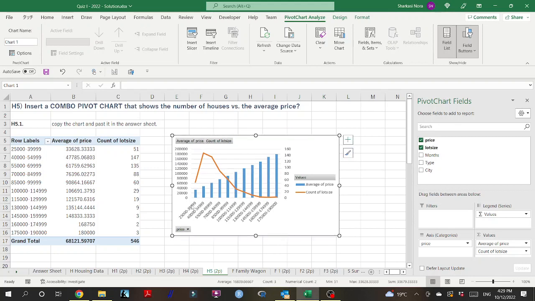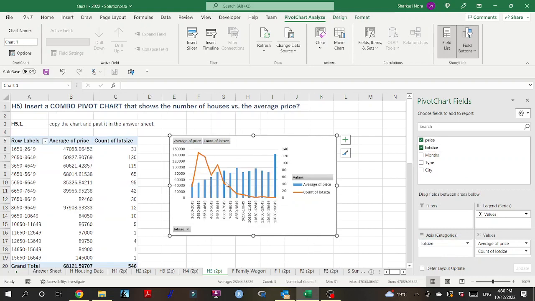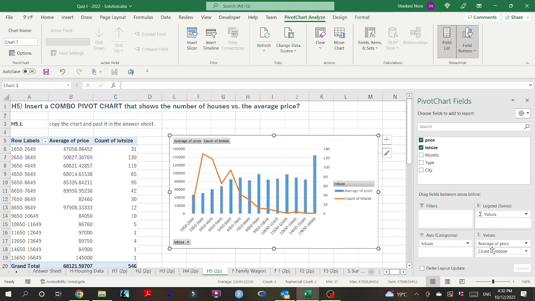So the price part here, the average price, makes more sense. You put the price and the average price and the count of lot size. This makes more sense. Most students who put the pivot chart like that with the price or with the lot size here is definitely the most natural way. Why? Because the question is about the price and the lot size, the average price and the count of houses. So it's not about the lot size per se, it's about the count of houses.